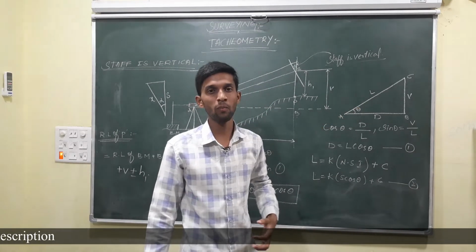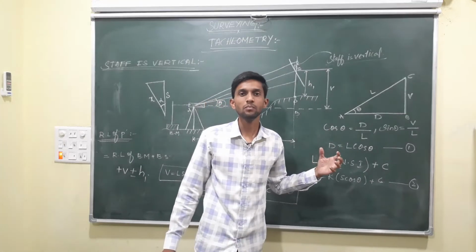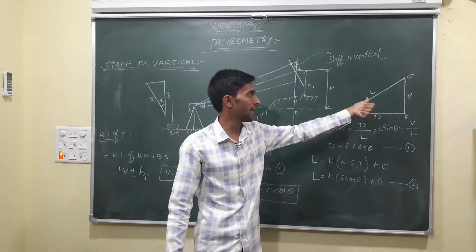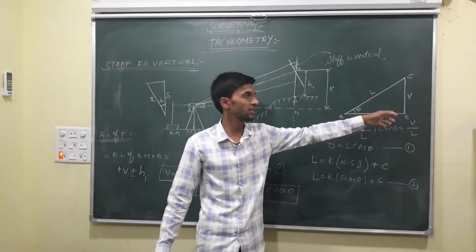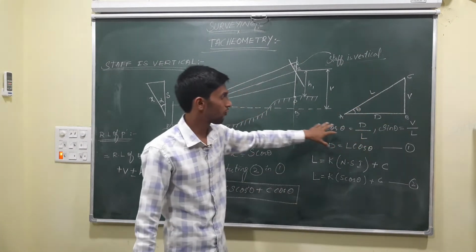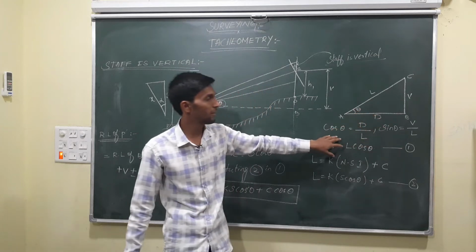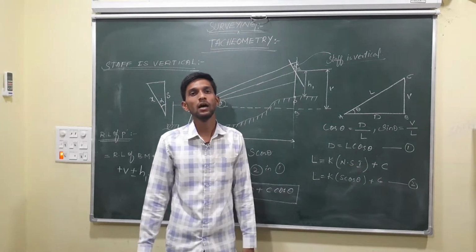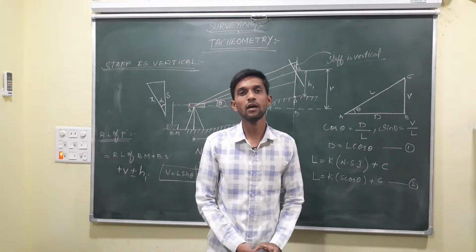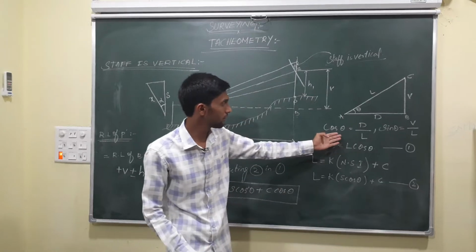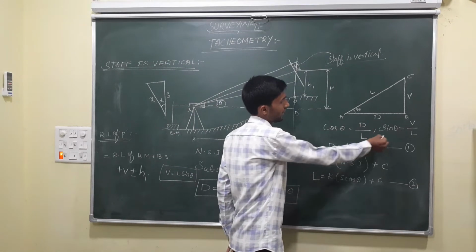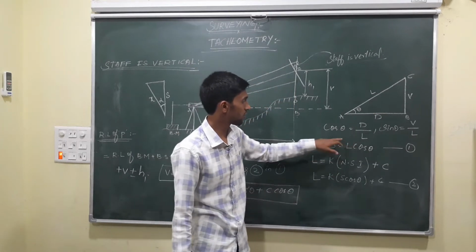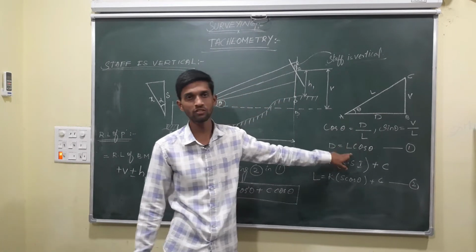For L, we have a formula, like we have taken in our previous classes. We have derived that formula for the line of sight. This is the horizontal distance D, and this is the vertical distance V. From the basic consideration of trigonometry, cos theta is adjacent by hypotenuse and sin theta is opposite by hypotenuse. So I have written that cos theta is equal to D by L, sin theta is equal to V by L. So from this equation, D is equal to L cos theta.